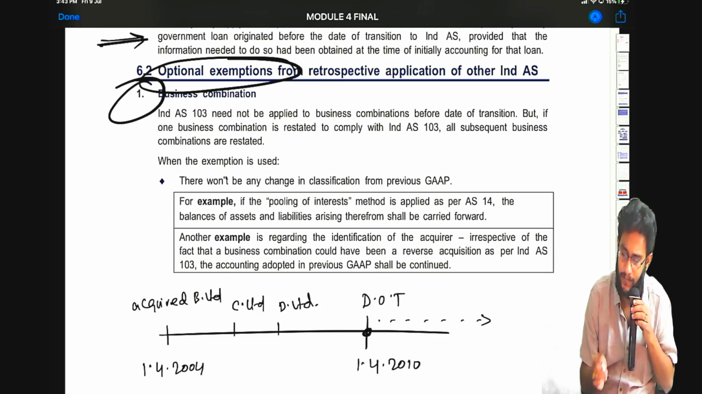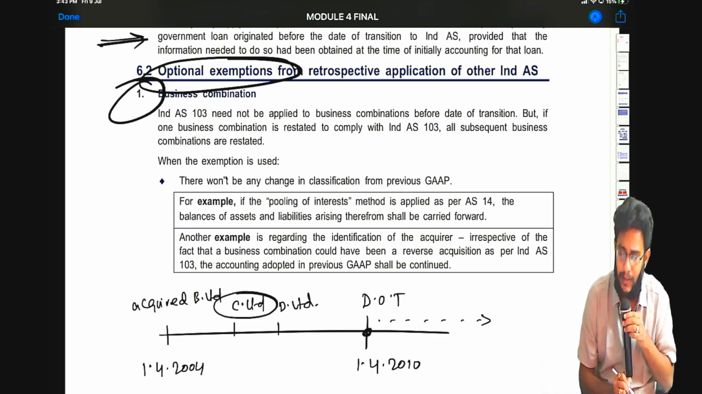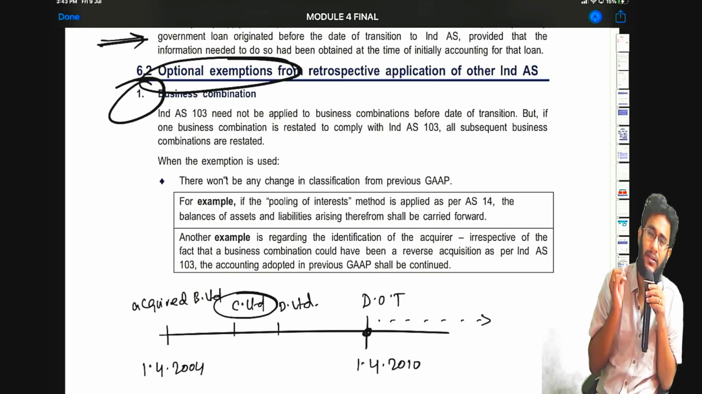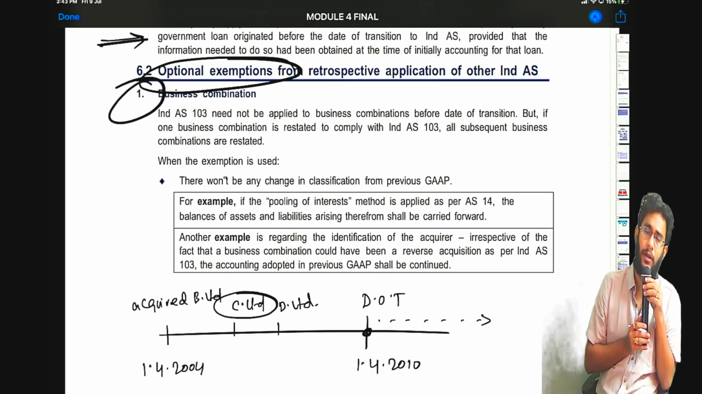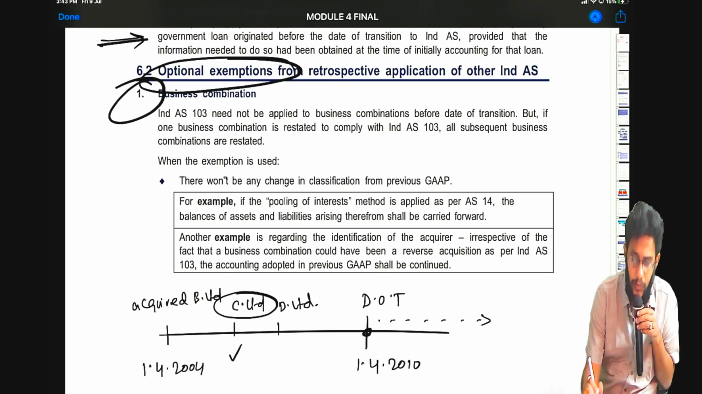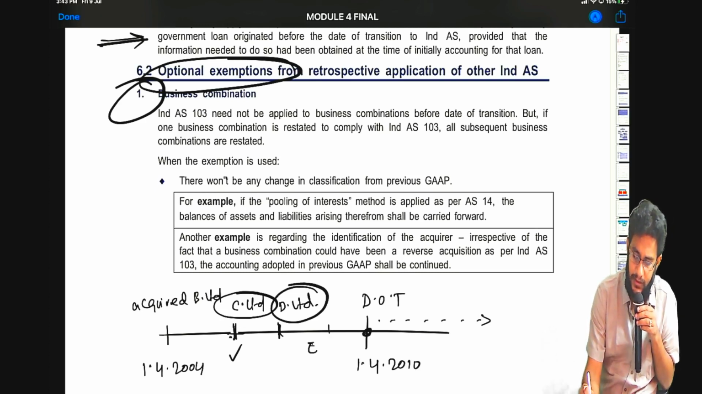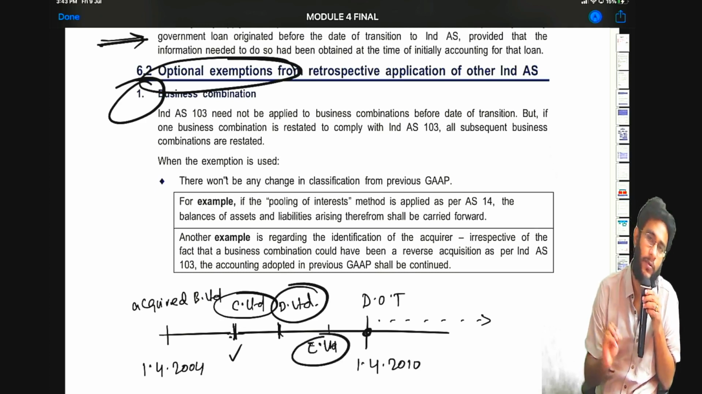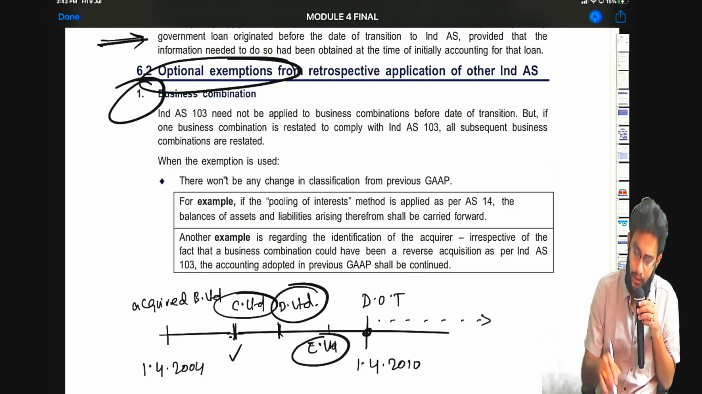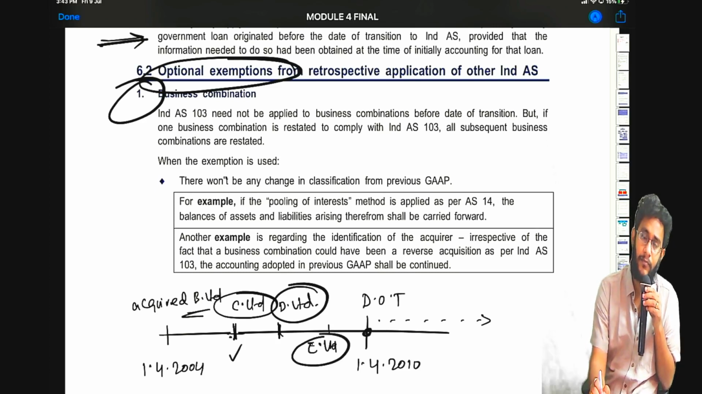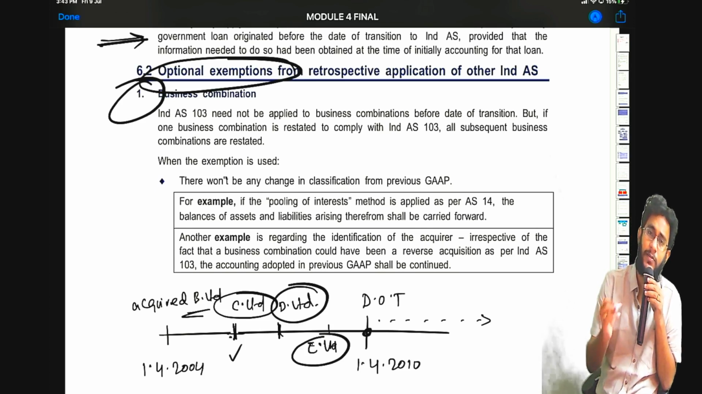For example, you say, sir, for the C Limited acquisition I want to apply Ind AS 103. Okay, you can. But if you select the C Limited acquisition to be restated as per Ind AS 103, then D Limited also you have to do. In between, if there is an E Limited acquisition, that also you have to do as per Ind AS 103. Suppose you selected B Limited. So you say, sir, B Limited I want to do as per Ind AS 103.